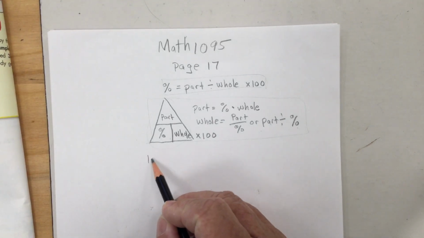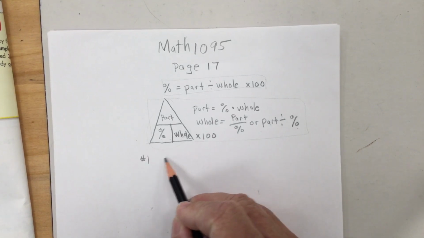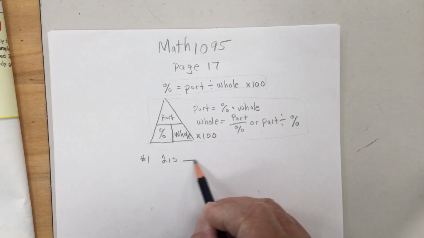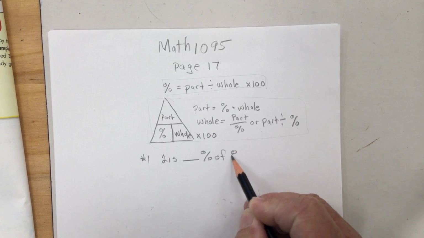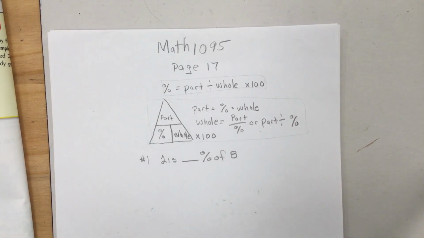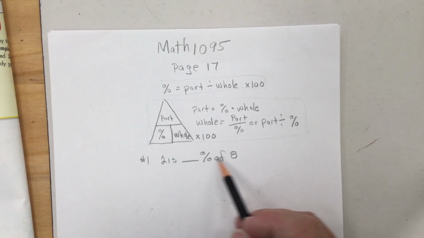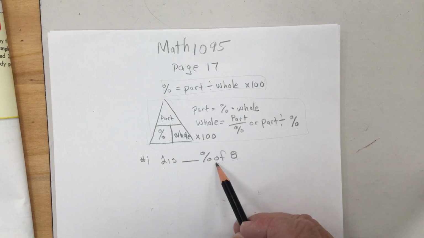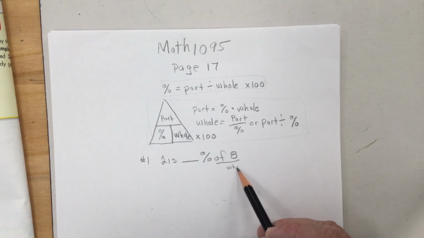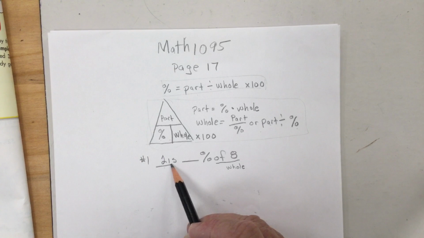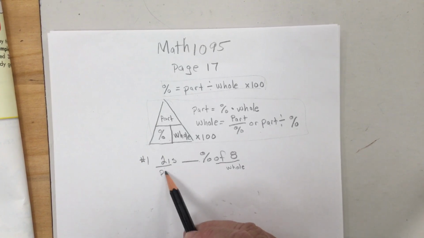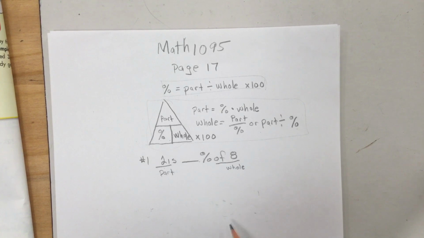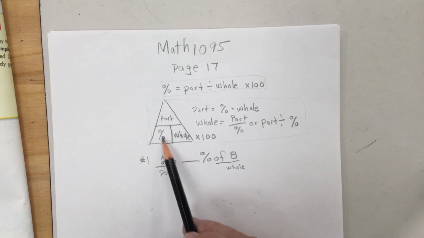So let's look at an example here. On number 1 in your book, it is: 2 is what percent of 8? Well, what are our parts here? 2 is what percent of 8? Of 8, that's our whole. And 2 is not the percent, because that's what we're looking for; 2 is the part. All right? So if we look at this, we need the percent.